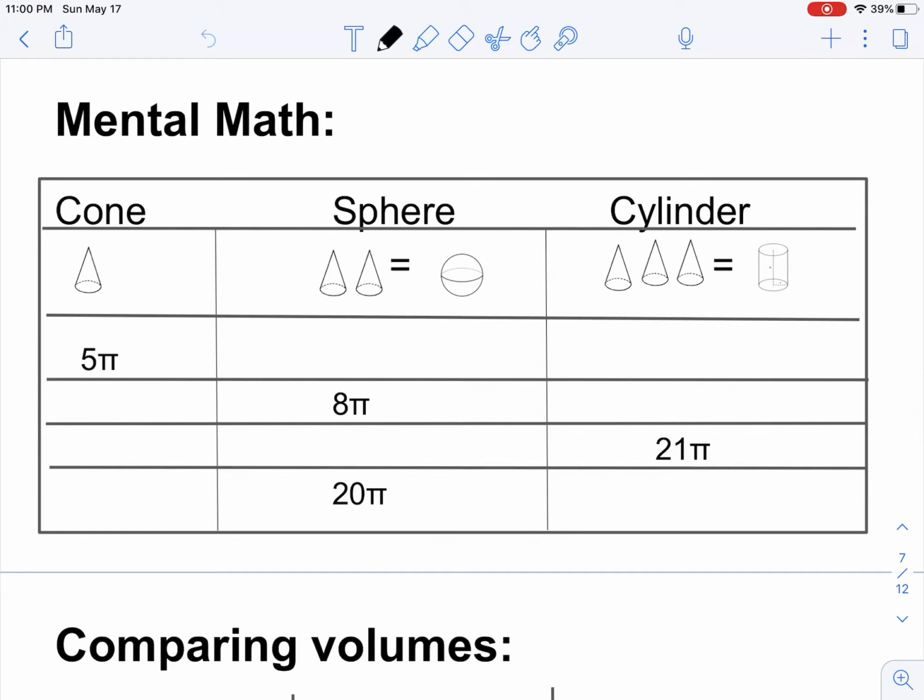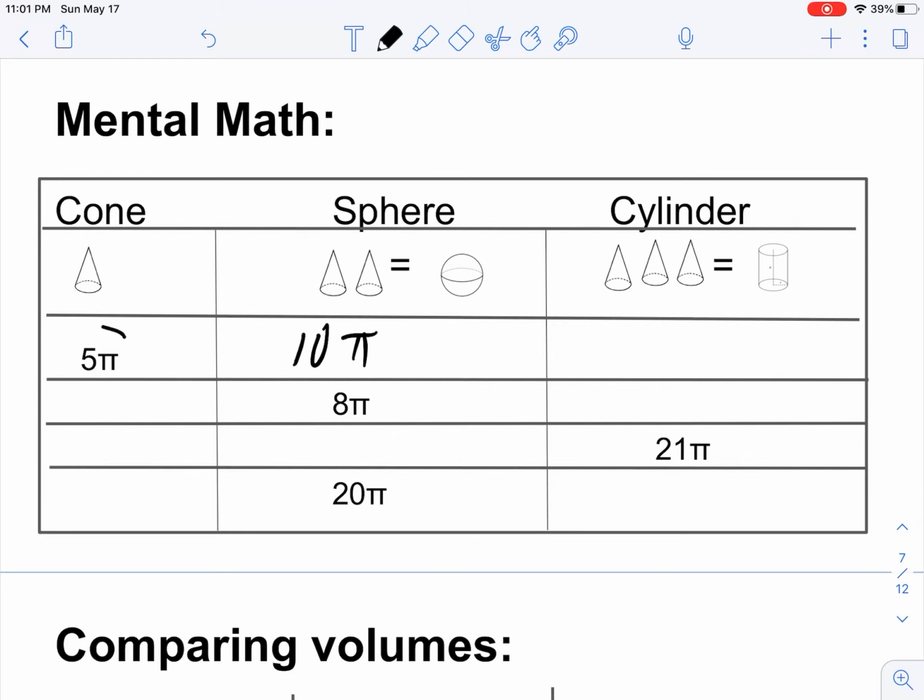Okay. All right, so let's do a little bit of mental math. So notice I set up this chart with cone, sphere, and cylinder. So as long as they have the same radius and height, 1 cone and then 2 cones would equal a sphere, and then 3 of those same cones would equal a cylinder. So a little mental math here, and again, this is kind of contrived, but if you had a cone whose volume was 5 pi, then what would the sphere's volume be? Well, twice as much, right? So that's going to be 10 pi.